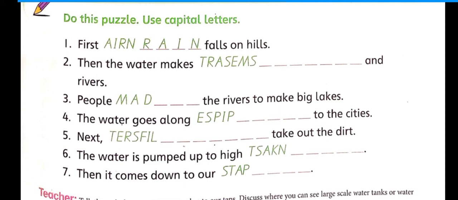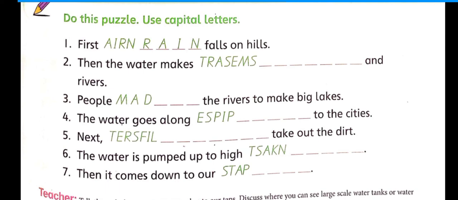The sixth one is this: the water is pumped up to high dash. Electric pumps are pulling up the water from under the ground into the, exactly, tanks. They are throwing this water into the tanks. I hope that you can all write the spelling of tank very easily and very quickly. So please write down TANKS. Tanks. So the last one is here now.